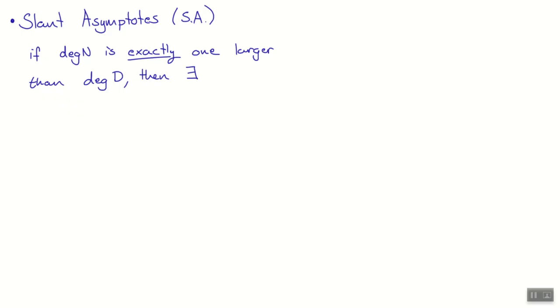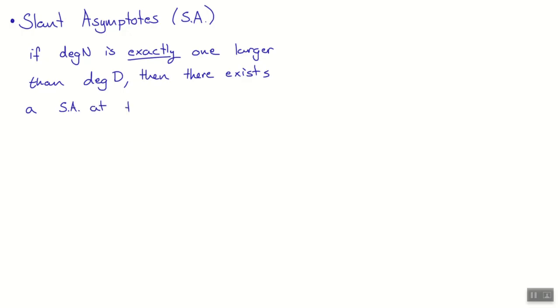The backward capital E. There exists. I'm okay if you use it. I'm okay if we just write the word. The backward capital E is there exists a slant asymptote or an oblique asymptote. I'm just going to use SA for this.